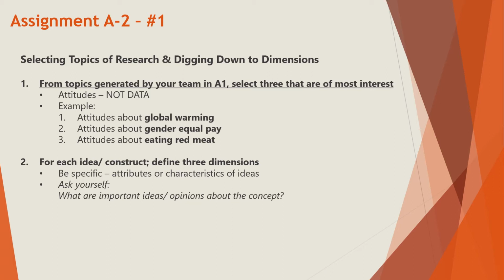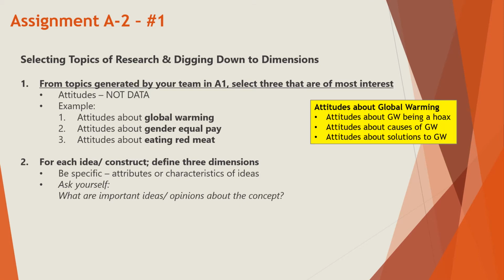So for example, we're going to say, what are important ideas or opinions about the concept of global warming? What's out there and what's going on? And when we did that, we came up with these 3. There's a lot of people that think global warming is a hoax. There's a lot of different opinions or attitudes about the causes of global warming, whether it's man-made or it's just a natural phenomenon that occurs every century or 2.